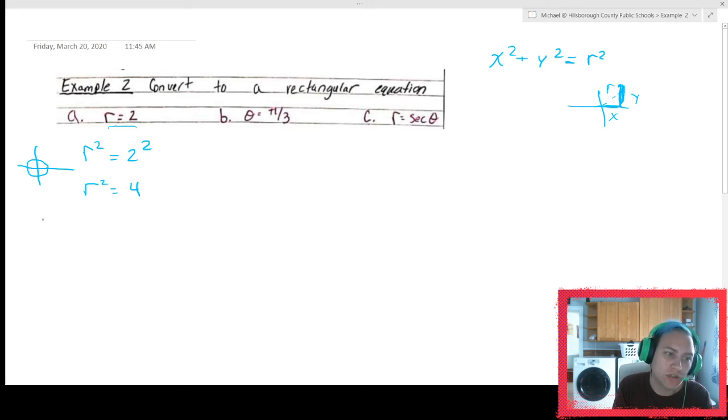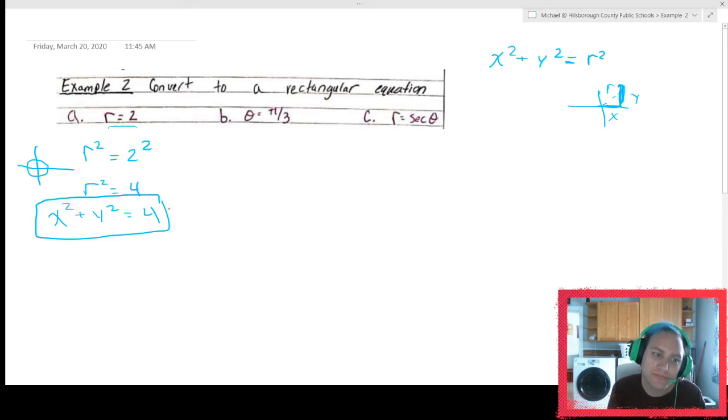So I'm going to take that r squared out, and I'm going to plug in x squared plus y squared instead, and I keep my 4. And that would be the rectangular form of a circle with a radius of 2.